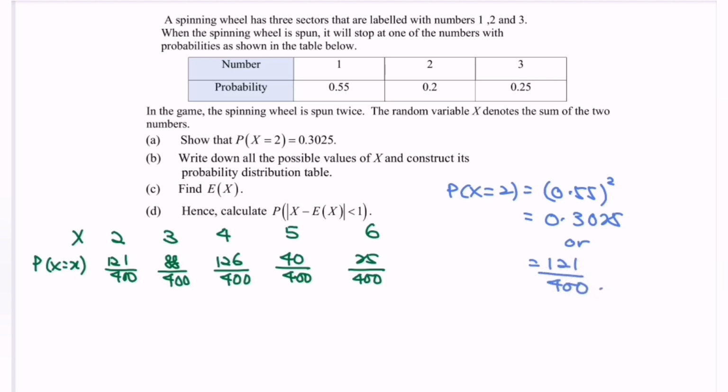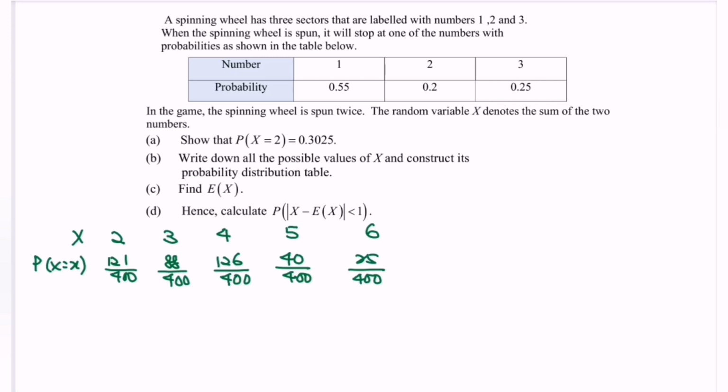So kindly refers to the situation. This question asks us to show that probability that x equals to 2 equals to 0.3025. And we already shown the situation. Next, kindly refers to B. Write down all the possible value of x and construct its probability distribution table.